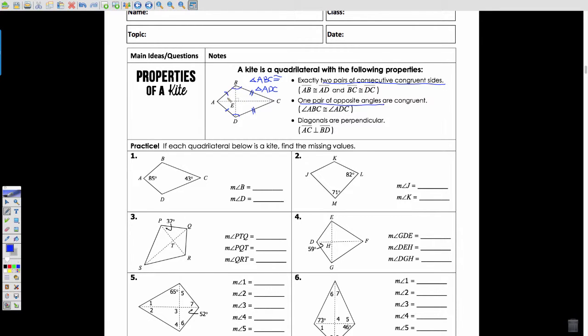Okay? And finally, diagonals are perpendicular to each other. So that's the same as rhombus. Now let's look at how we can solve some problems with these properties.